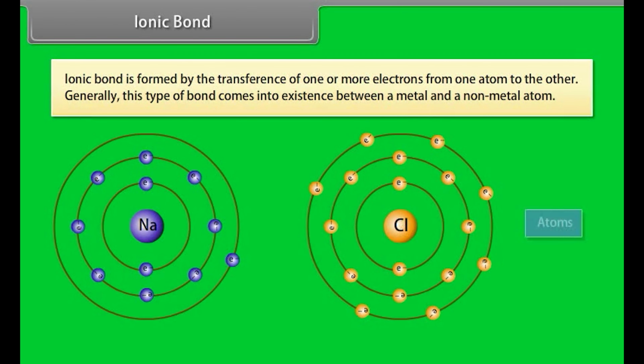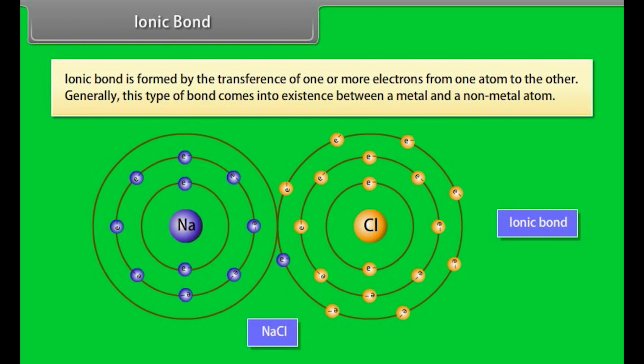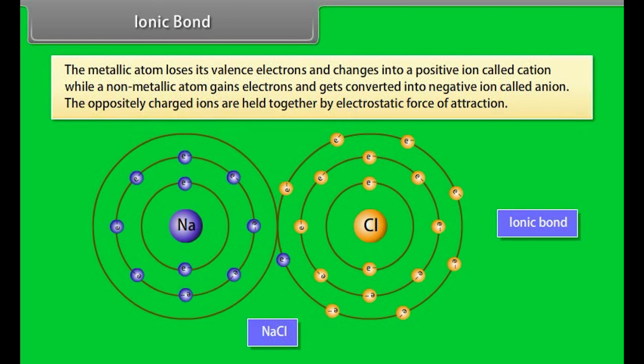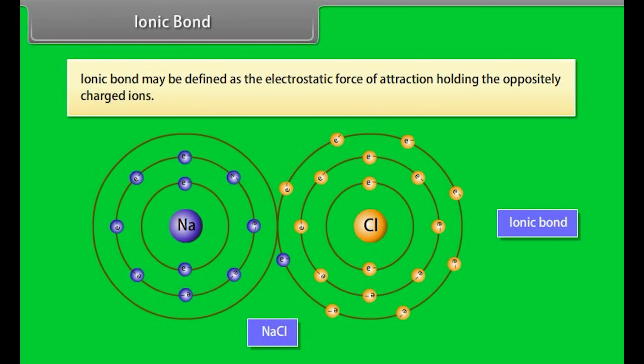Ionic bond. Ionic bond is formed by the transference of 1 or more electrons from one atom to the other. Generally, this type of bond comes into existence between a metal and a non-metal atom. The metallic atom loses its valency electrons and changes into a positive ion called a cation, while a non-metallic atom gains electrons and gets converted into a negative ion called an anion. The oppositely charged ions are held together by electrostatic force of attraction. Ionic bond may be defined as the electrostatic force of attraction holding the oppositely charged ions.